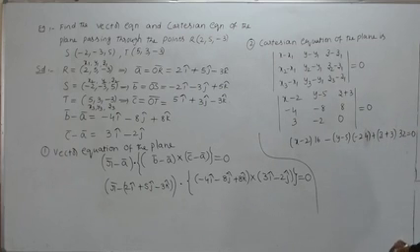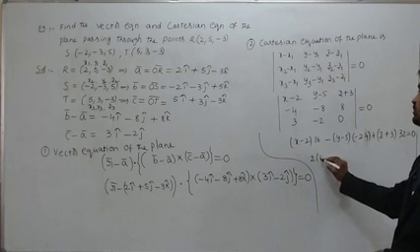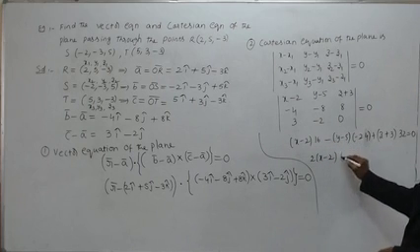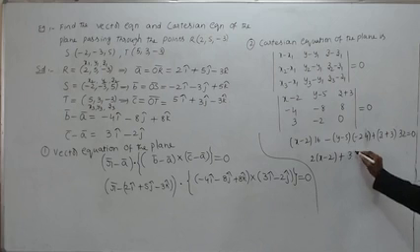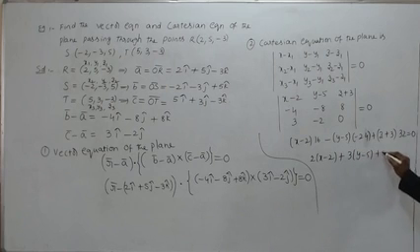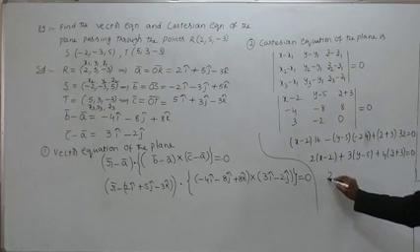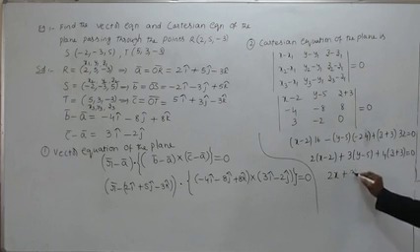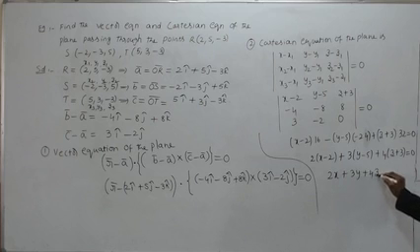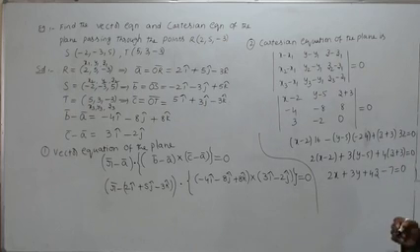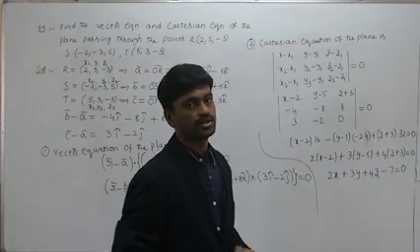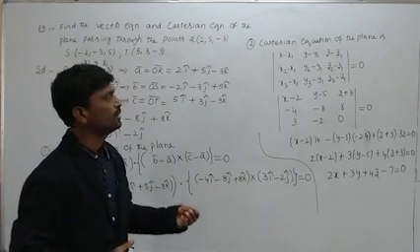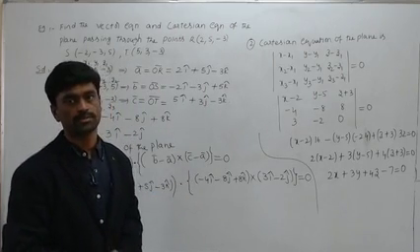Throughout the equation you divide with 8, then what you'll get? 2 times of x minus 2, here minus into minus plus, after dividing with 8, 3 times of y minus 5 plus 4 times of z plus 3 is equal to 0. If you simplify, you'll get 2x plus 3y plus 4z and the constant: minus 4 minus 15 minus 19 plus 12, so minus 7 is equal to 0. So that is the required Cartesian equation of the plane passing through the given 3 non-collinear points.